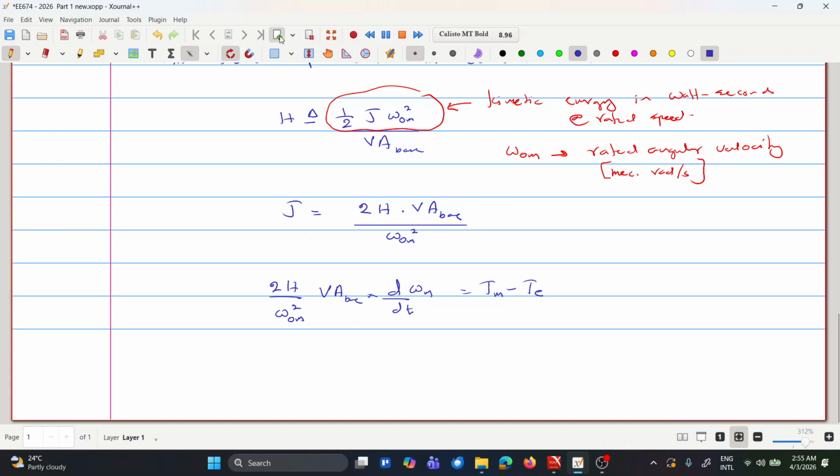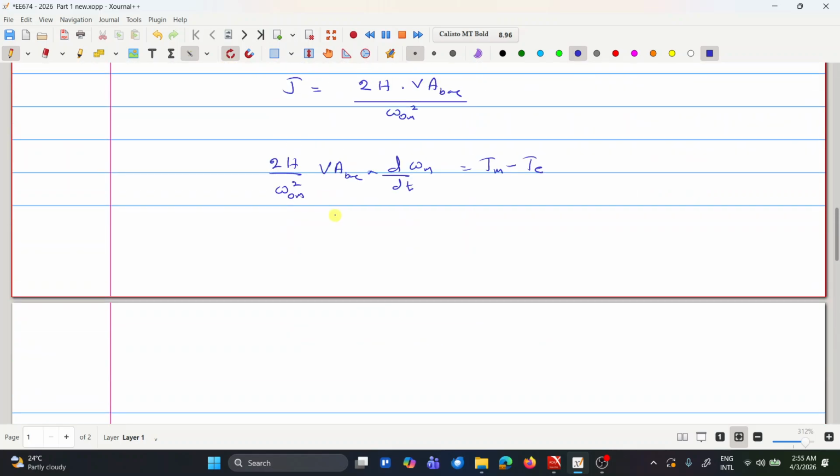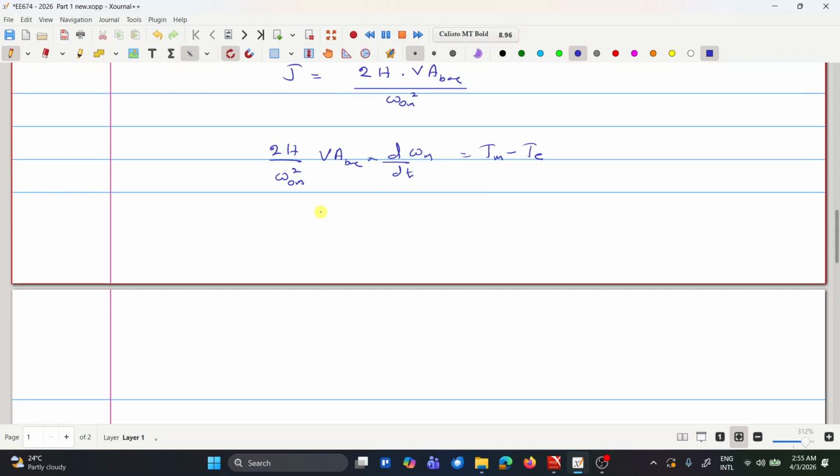Now I am rearranging this equation. I will take 2H times d over dt, and I'm taking one of the omega 0m's inside, that is the rated speed or the base speed.